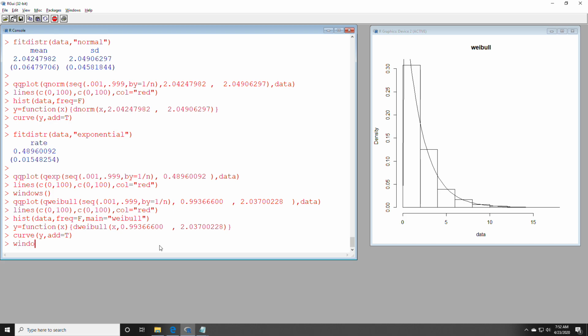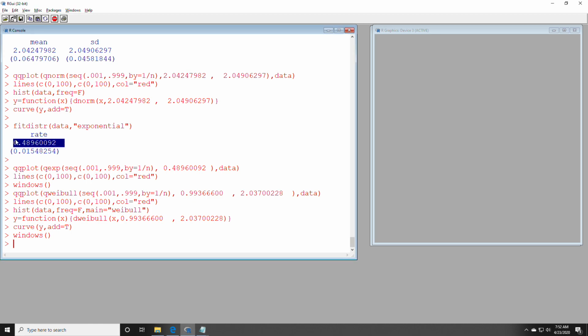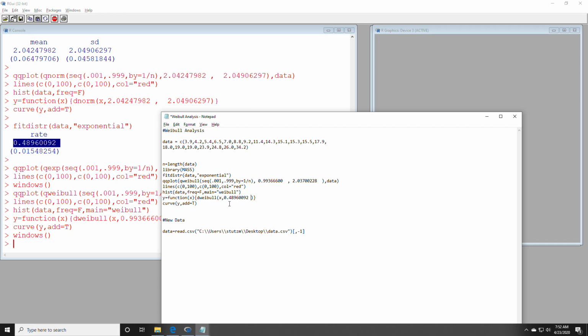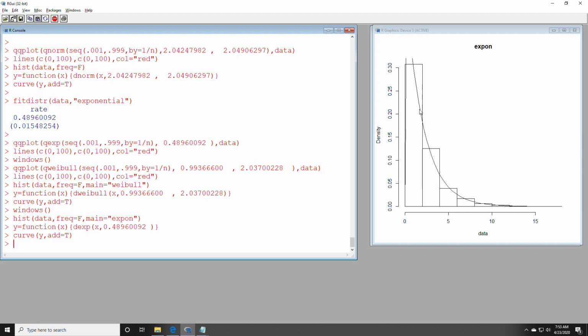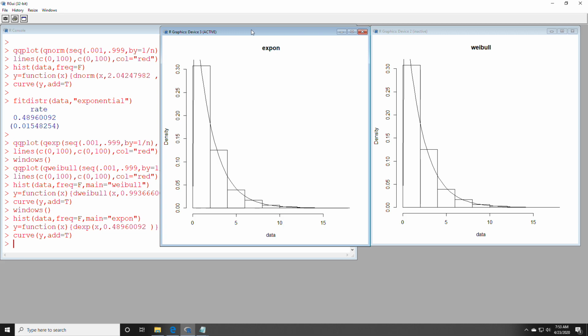Now what I'm going to do is put windows parentheses to create a second window. And now let's get the exponential one. Change that. I have to remember to change this or we're going to get the wrong answer. And I'll change my title to exponential. Let's go ahead and graph that one. Now we can compare side by side. Again, these look extremely similar. They both appear to fit the data very nicely.